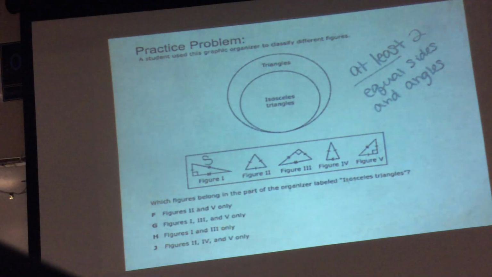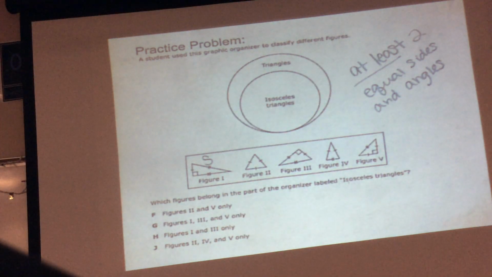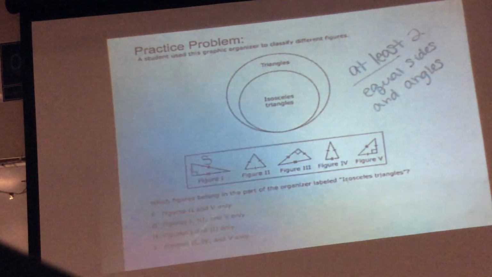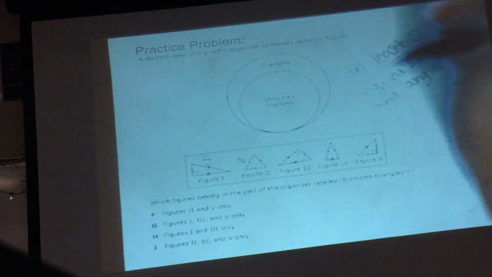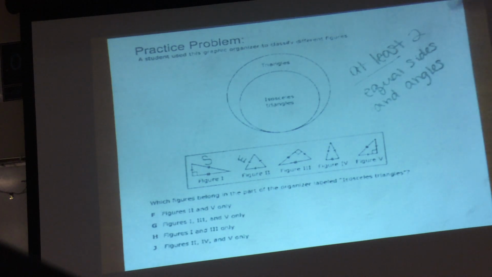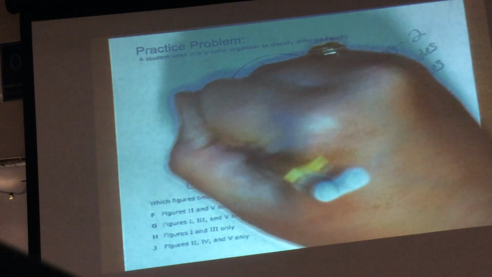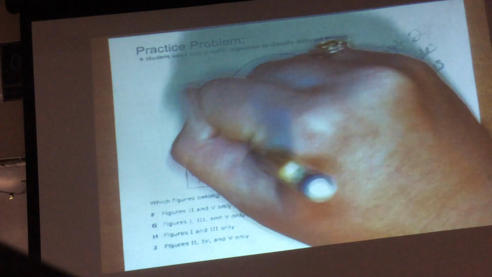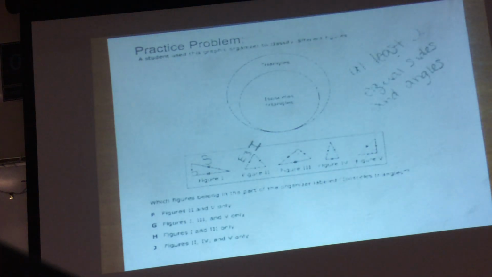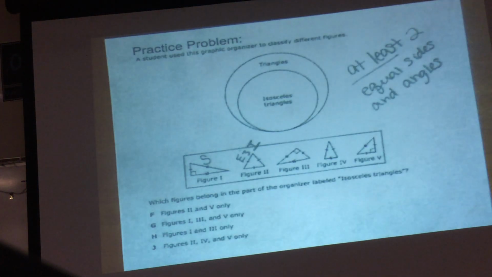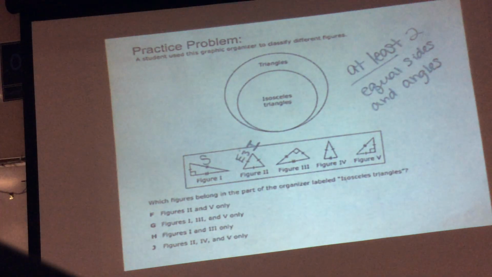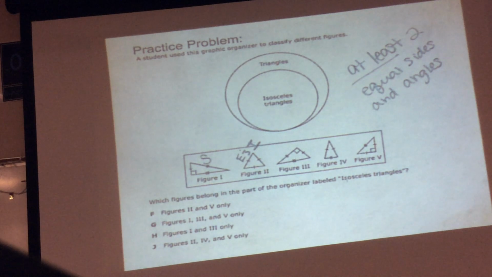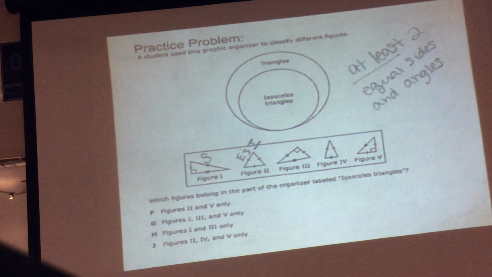Figure 2. Equilateral. Okay. But an equilateral can also be isosceles. Very good. So it has 3 equal sides. If it has 3 equal sides, it means it has at least 2. I'm going to put an E and an I. Okay, figure 3. That's scalene. Why? Because there are no equal sides.